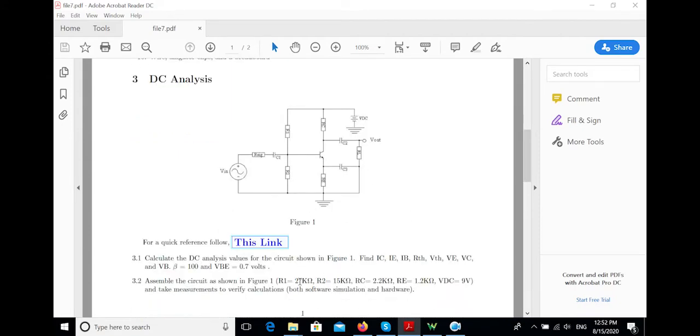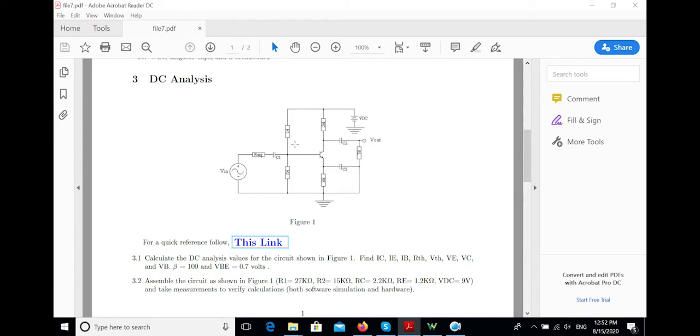R1 is 27 kilo ohm, R2 is 15 kilo ohm, RC here is 2.2 kilo ohm, and RE is 1.2 kilo ohm. You need to build R1 because you cannot use the potentiometer here, because you don't have access to an ohmmeter. You will build R1, R2, and RE from the resistors that are available to you.